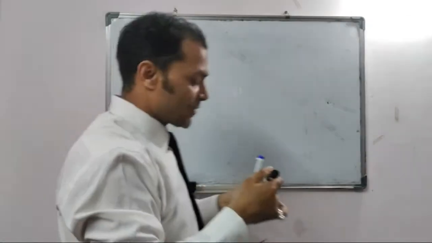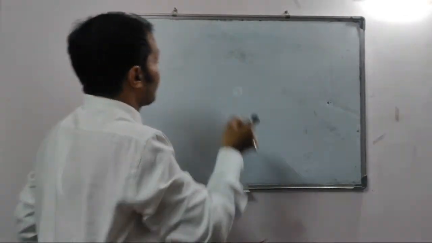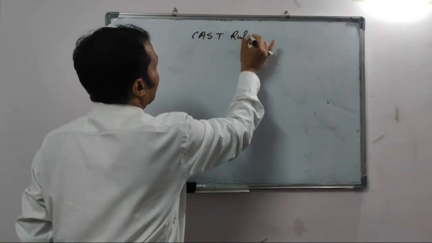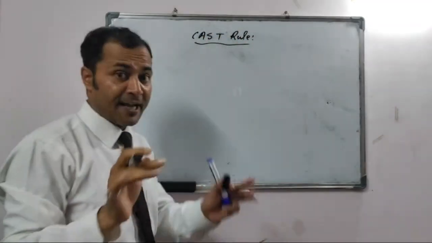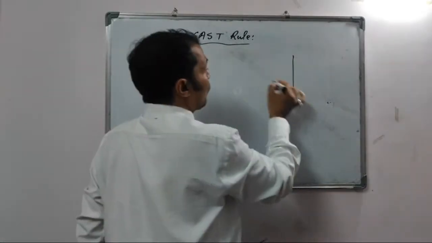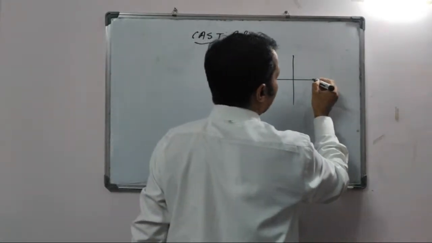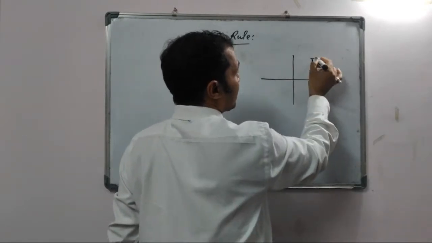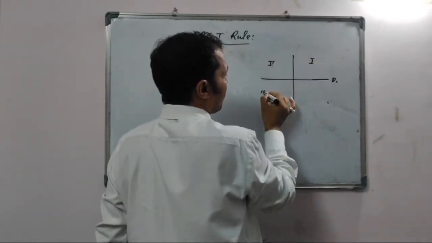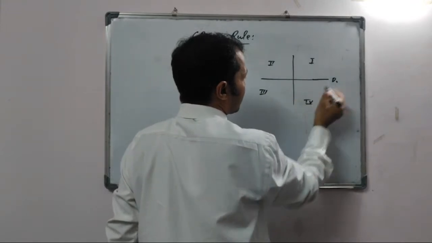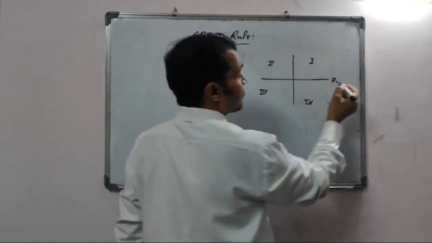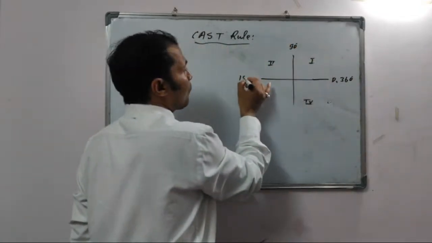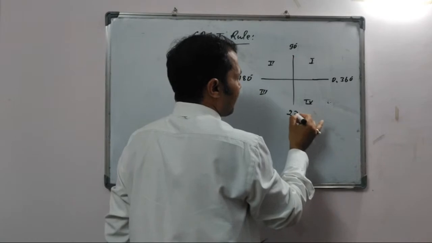Now look here, it's very technical and very important. See, cast rule. In grade 9 itself, you have learned what the cast rule is. Again, this is the first quadrant, then second, third, and fourth. This is 0 degree as well as 360 degree. Here 90 degree, 180, 270.